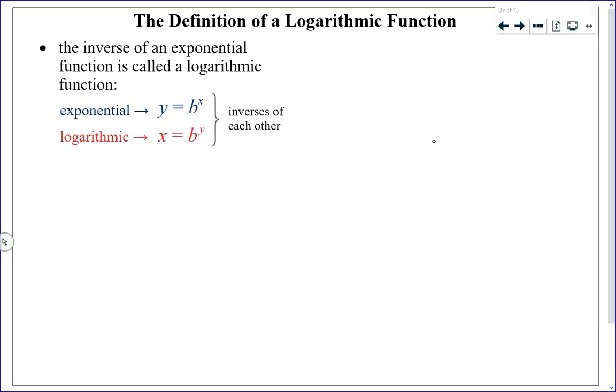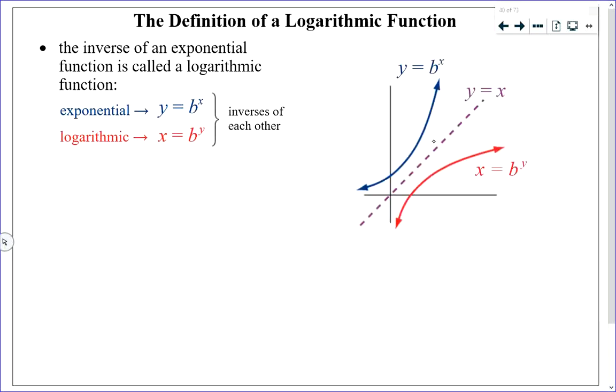You should know, and I've just reviewed it 5 minutes ago, what y equals b to the x looks like. It's that bluish graph. I am using a base greater than 1. You should also know from the first unit that an inverse is a reflection across the line y equals x. Or you could start plotting individual points on the blue function, switching x and y coordinate values to get new points to plot the red function. But that red graph is the logarithmic function x equals b to the y.